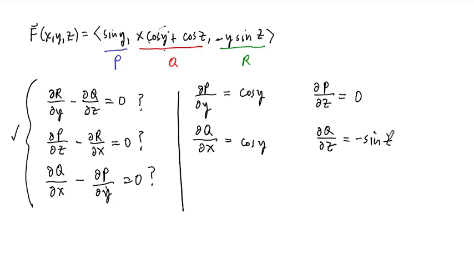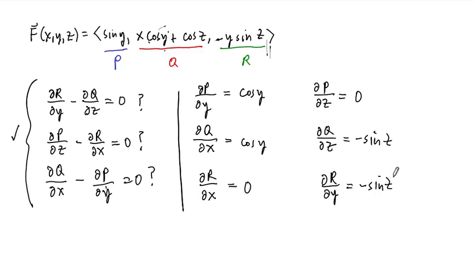Next we go to the R slot. We need to know ∂R/∂x. ∂R/∂x is going to be 0 because there are no x's in this equation. And then finally we need to know ∂R/∂y. ∂R/∂y is just going to be minus sine of z.